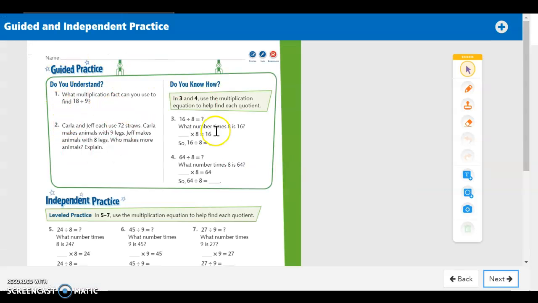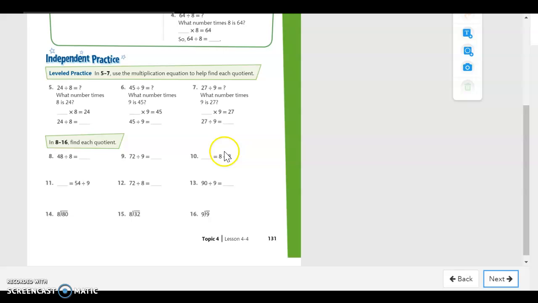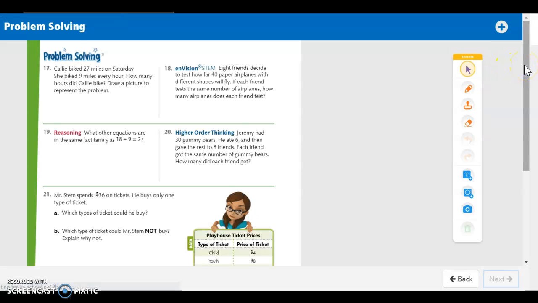Then, like always, you'll do the guided practice together as a class and share your ideas out loud with each other and write them in your book. Then you'll do independent practice on your own, and the teacher will check your answers. If you have a star on everything, then you just move on to the next step. It's a lot of work. Please be accurate and try your best. Move on to problem solving.